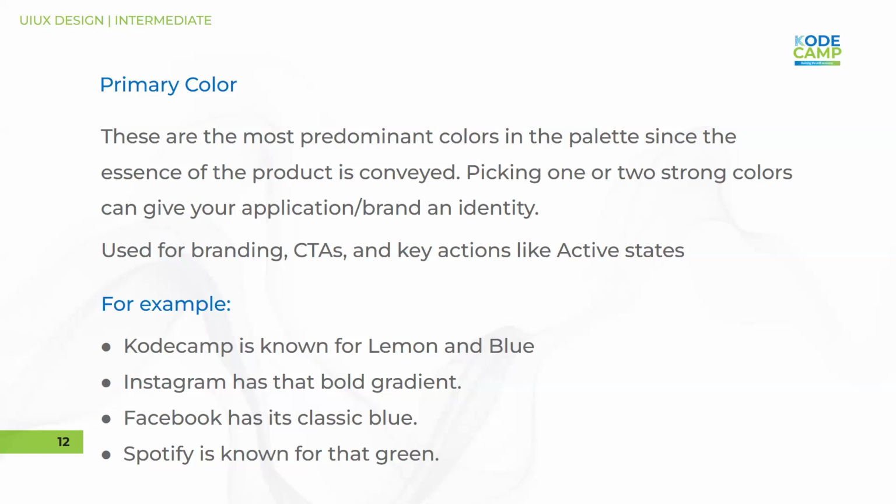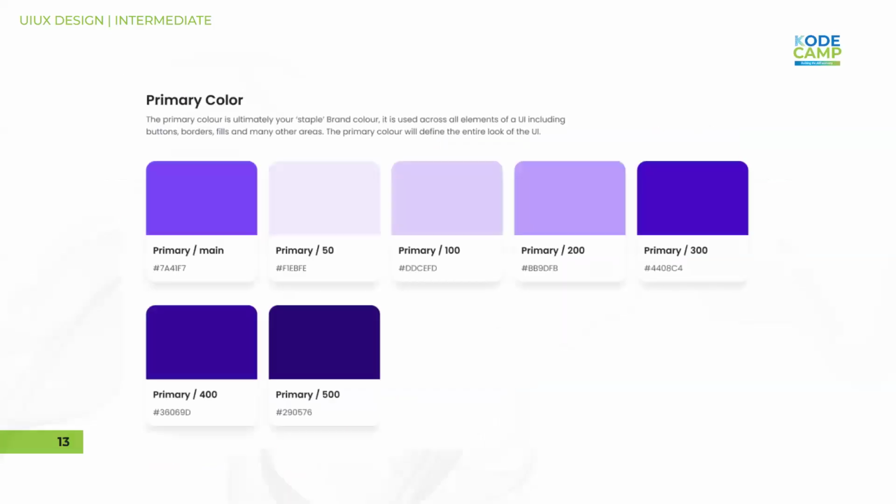So it's just like for CodeCamp, anytime you see lemon and blue, once you see it, you know, oh, this is CodeCamp. But once you see those green vibes, even though you don't see the icon very well, you know, oh, that's Spotify's brand identity. That's how I can identify them. So that is it. This is how a primary color looks.